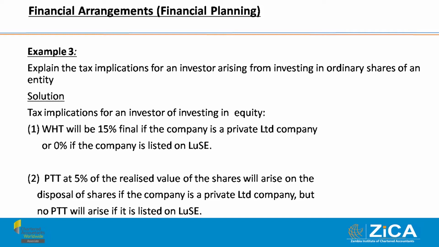So for an investor, when an investor buys or invests in ordinary shares of a company, number one, we have said they will be getting the dividends. So how will they be taxed on the dividends they will be getting? It depends. If that company is listed on the Lusaka Securities Exchange, then the rate of withholding tax which will apply to those dividends will be 0%. But if the shares are coming from a private company, or if the investor has invested in a private limited company, a company which is not listed on the Lusaka Securities Exchange, then the rate of withholding tax will be 15%, and it will be a final tax.